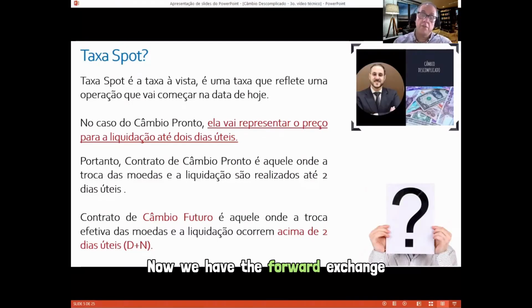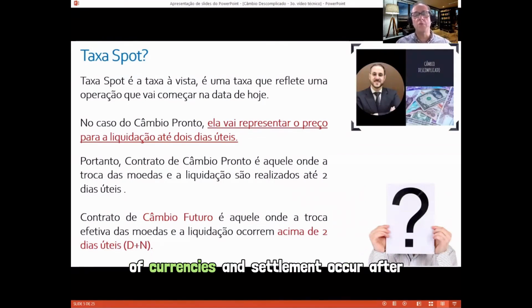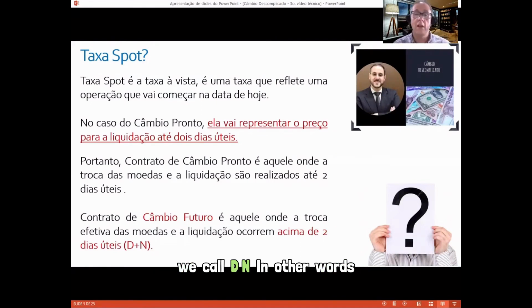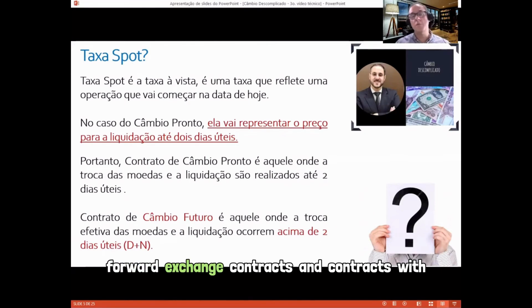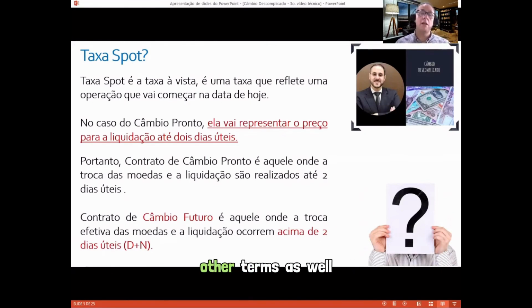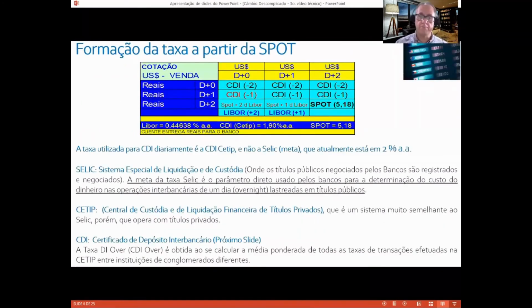Now we have the forward exchange contract. The forward exchange contract is the one in which the actual exchange of currencies and settlement occur after more than 2 business days, which we call D+N. In other words, there are 360-day forward exchange contracts and contracts with other terms as well. Also 360 days. That's what I mean.